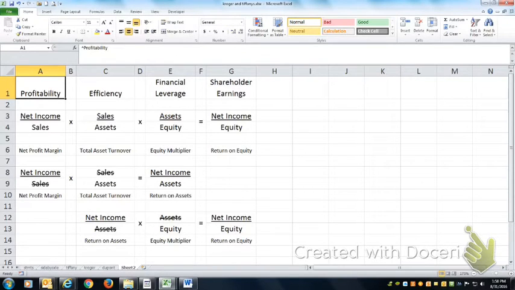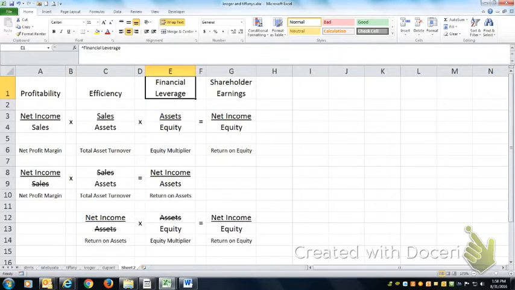All right, this is an example of a Dupont breakdown or Dupont analysis for our two companies, Kroger and Tiffany. I'm going to first remind you what Dupont analysis is. It's a way of breaking down the shareholders' earnings, the net income per dollar of equity, the return on equity, into three component pieces. And the three component pieces measure profitability, efficiency, and financial leverage.